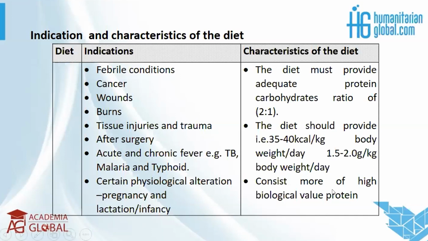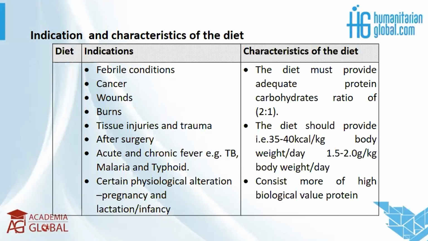It should consist more of high biological value protein. When you are studying protein, you will come and classify, one way you classify that protein is low biological value protein and high biological value protein. In simple terms, high biological value protein is a protein that has all the essential amino acids. The basic components of proteins are called amino acids. So if a protein has all of them, it is of higher biological value, because if you feed that protein, it will give you all the components of the protein that you need. That is the amino acids.